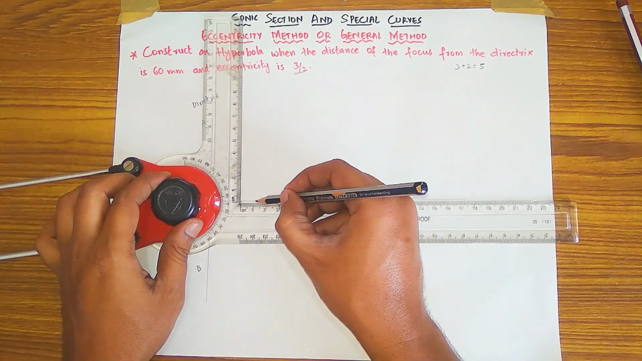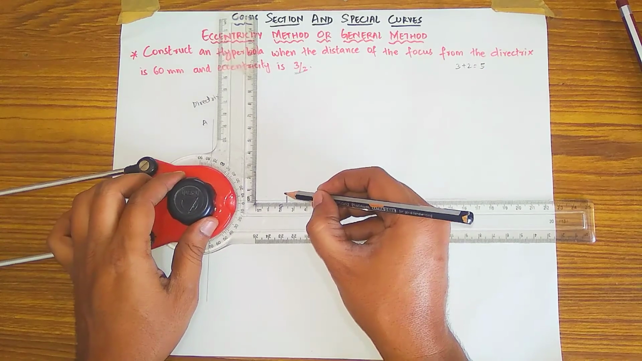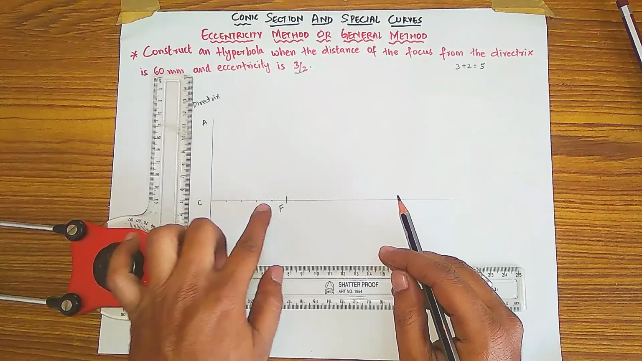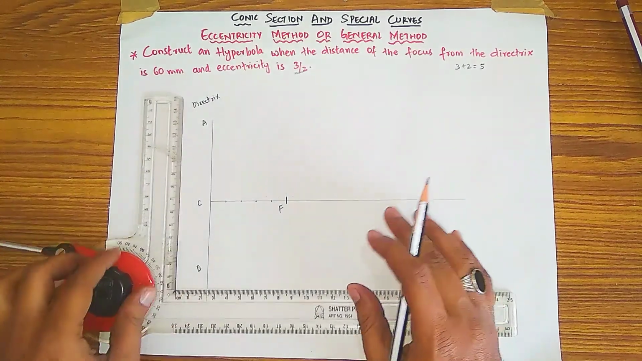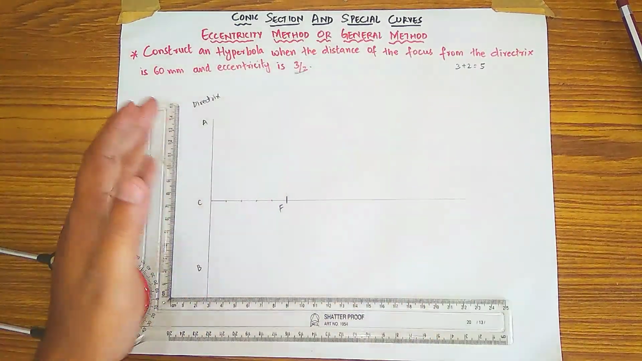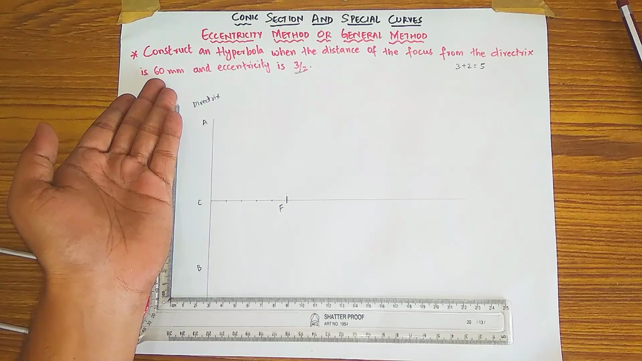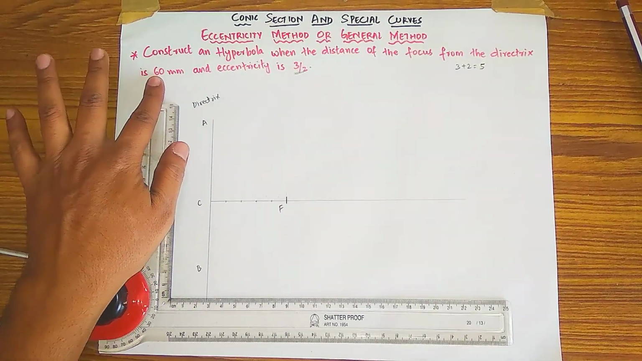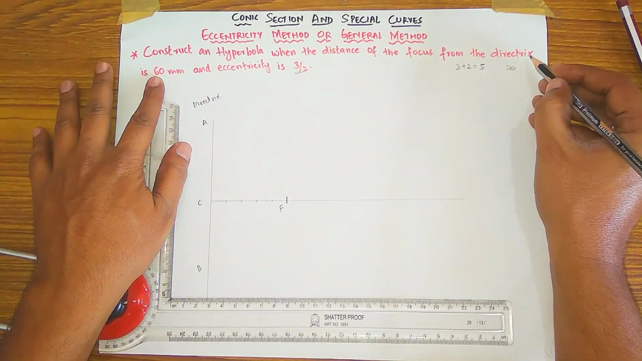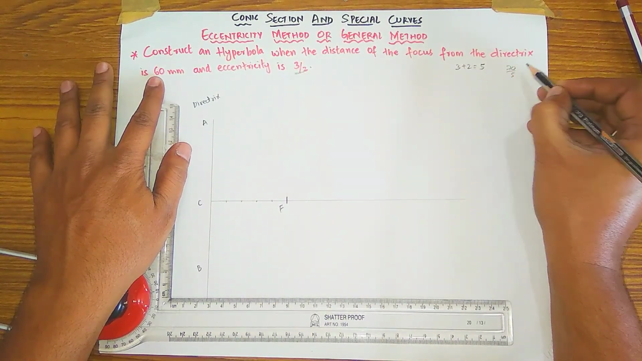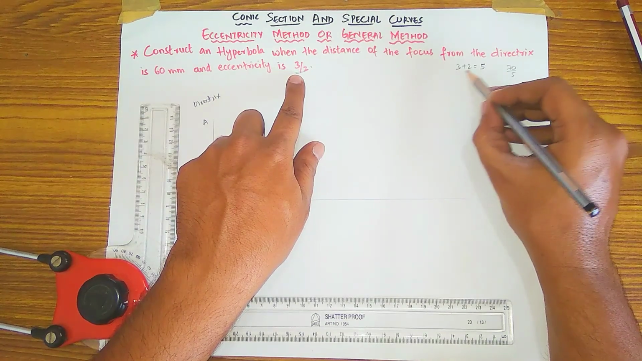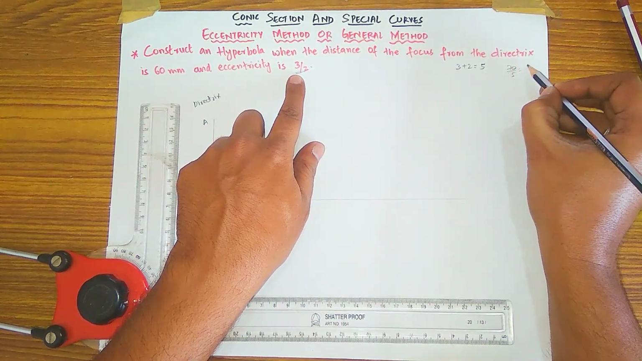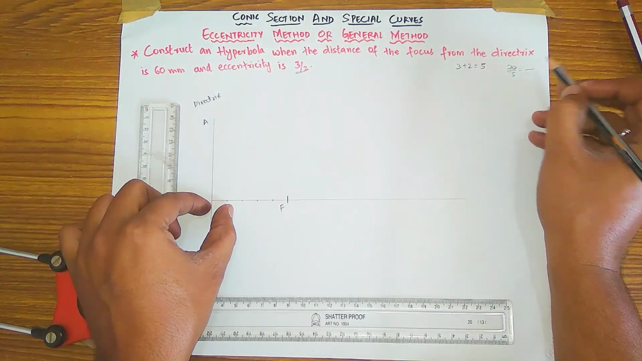1, 2, 3, 4, 5. If in the exam the question changes the dimension, for example if this distance of 60 mm becomes 70, then you have to divide 70 into 5 equal parts according to the eccentricity. After adding, we get 5, so 70 divided by 5 gives the length of each part.